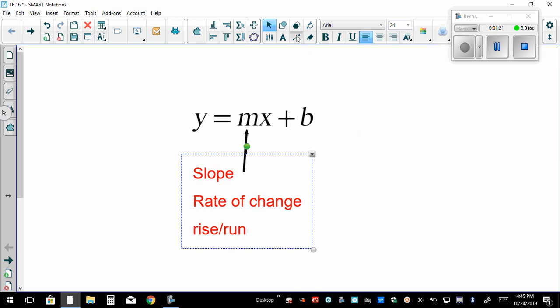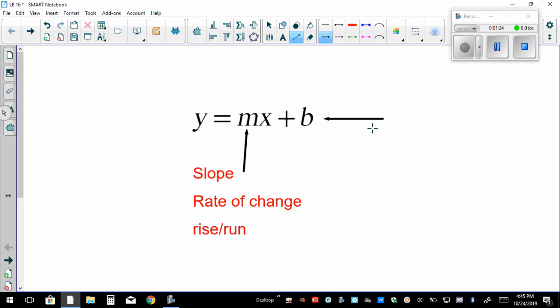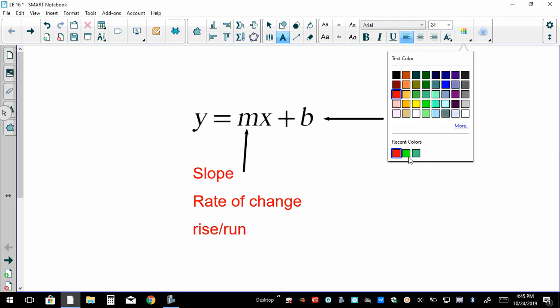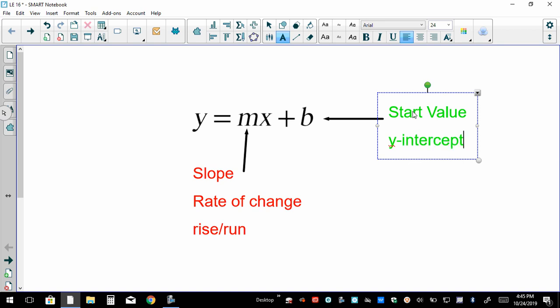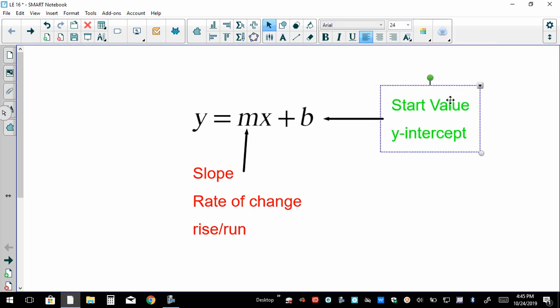And then the other thing I want to point out to you is this b value right here. We've called it a couple of different things, but for all intents and purposes right now, we've heard it called the start value, and we've also heard it called the y-intercept. Those are the two things you're most commonly going to see with that, the y-intercept or the start value.